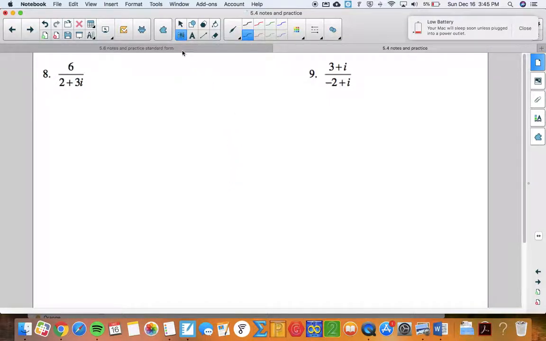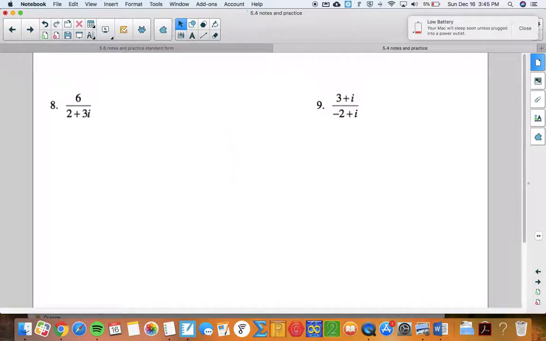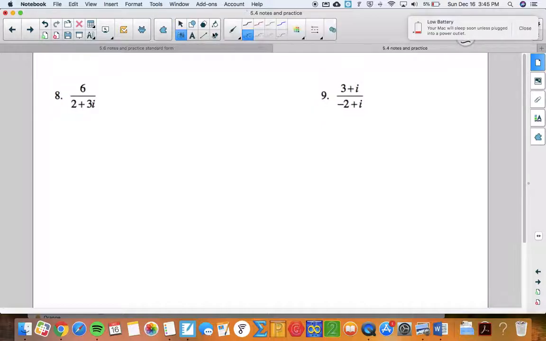So here, we want to simplify this. And to do that, we're going to multiply by the conjugate, which means rewrite this denominator, but instead of writing it with a plus sign, write it with a minus sign, like that. And whatever you do to the bottom of a fraction, you have to do to the top. So on the top, we get 12 minus 18i.